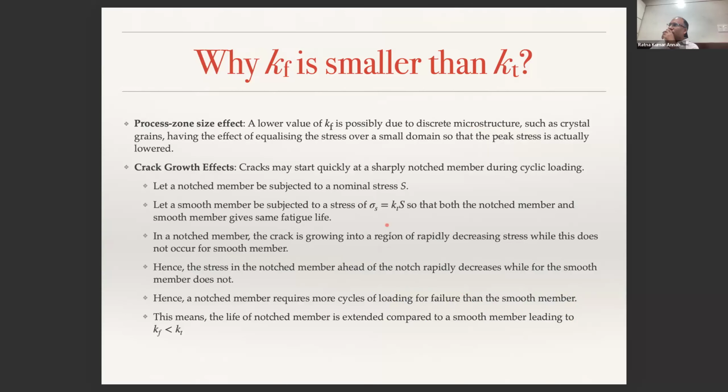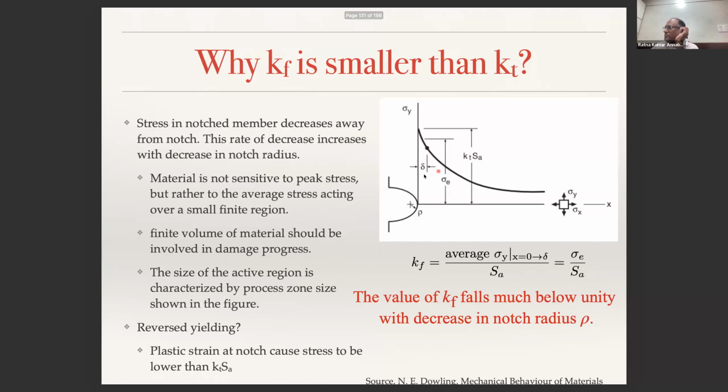So why is Kf smaller than Kt? There are two reasons. One is the process zone size effect. A lower value of Kf is possibly due to discrete microstructures, such as crystal grains, having the effect of equalizing the stress over a small domain, because you have a finite size and the peak stress is going to be equalized over a small domain, the delta.